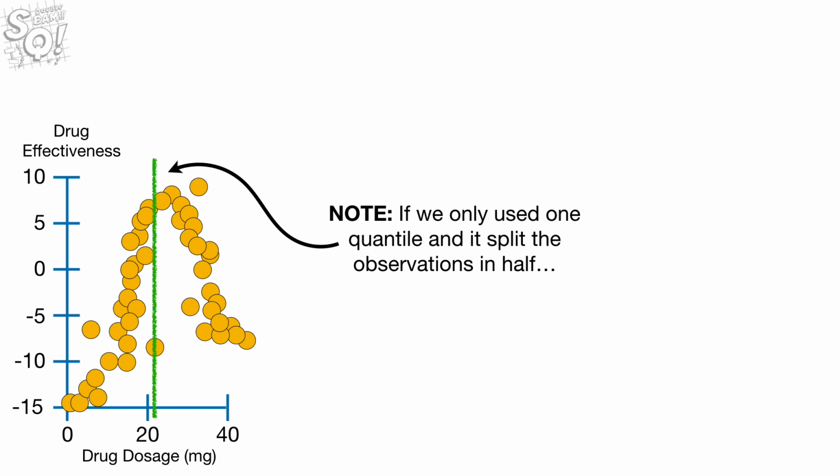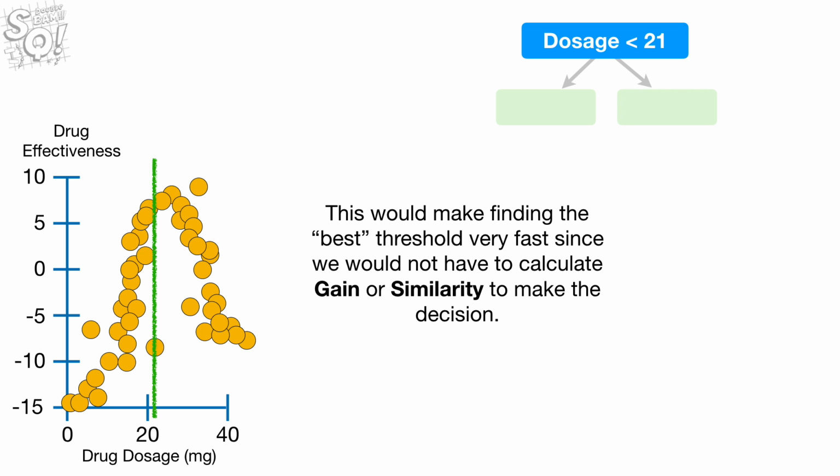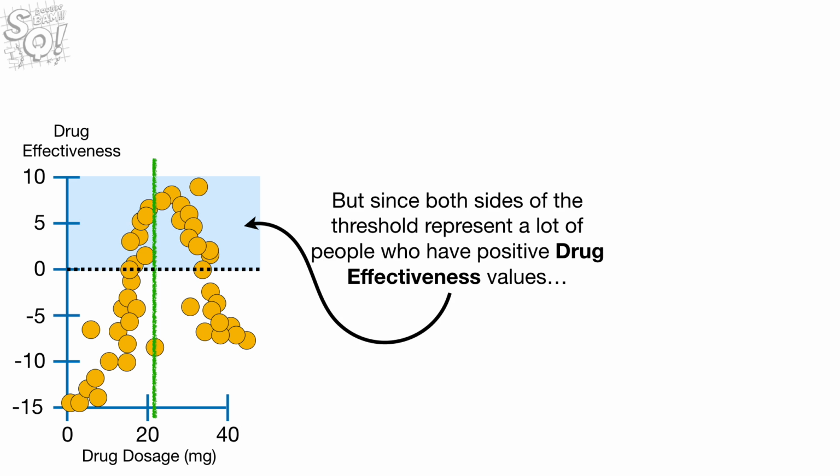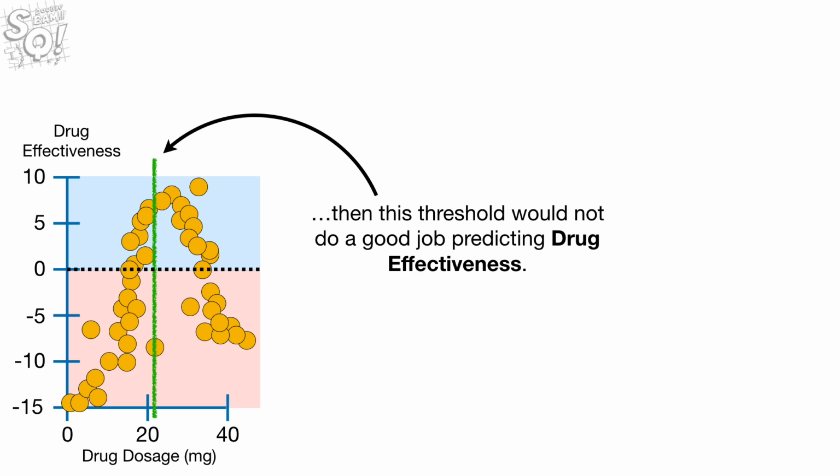Note: if we only used one quantile and split the observations in half, then, since there are no other options, that quantile would be the threshold. This would make finding the best threshold very fast since we would not have to calculate gain or similarity to make the decision. But since both sides of the threshold represent a lot of people who have positive drug effectiveness values and negative drug effectiveness values, then this threshold would not do a good job predicting drug effectiveness.